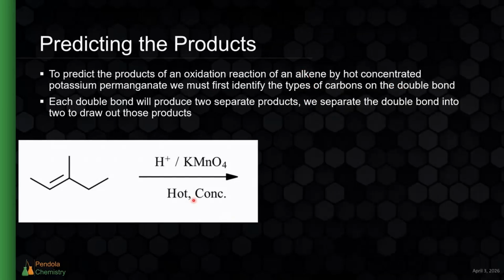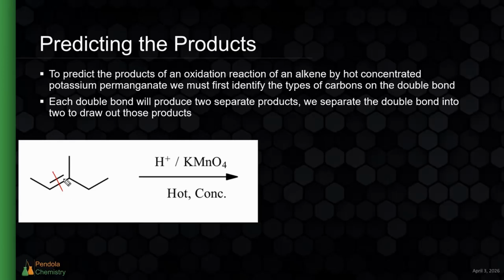So how do we predict products? Imagine you have a reaction, and you're asked, what are the products of this reaction? How do we predict the products of an oxidation reaction where we have hot concentrated potassium permanganate being used? Well, we need to identify the carbons on the double bond. So we're going to find the double bond on our alkene that's reacting with the concentrated hot potassium permanganate that's acidified, and we're going to put a line through it. That's going to be the double bond that we are breaking.